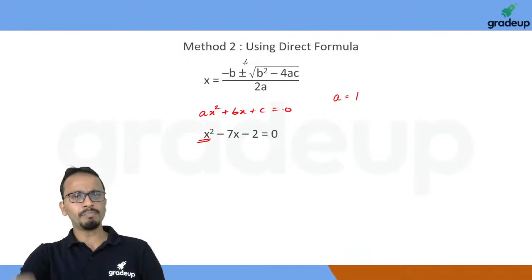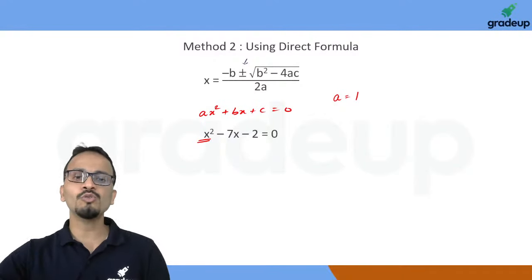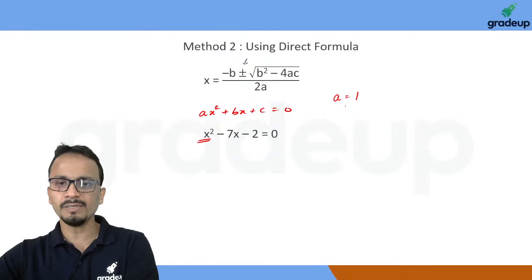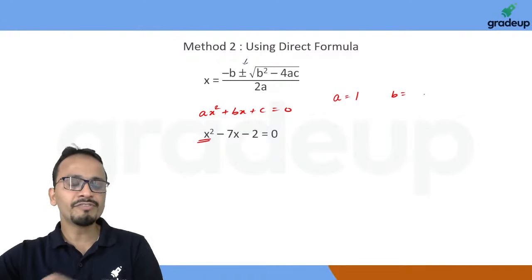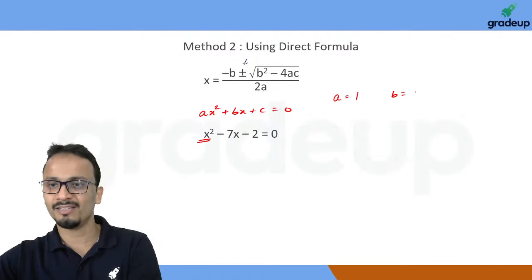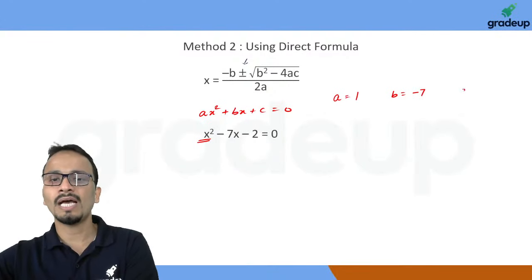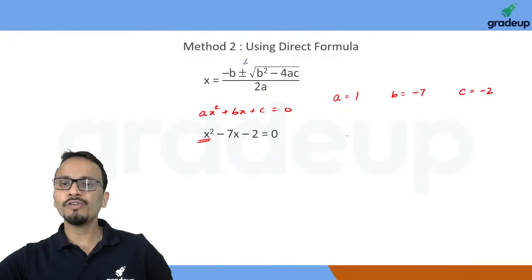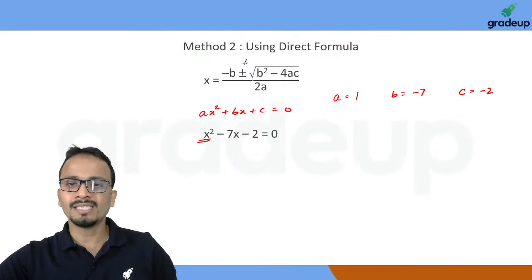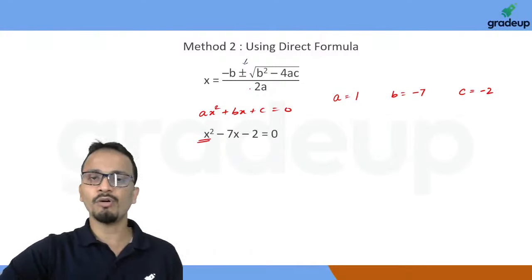Okay, so if I compare these two equations, then the values of a, b and c will be: a is equal to 1. The value of b, again my dear friends, taking care of the sign, is minus 7, and the value of c is minus 2. Okay, now carefully pick these values of a, b and c and substitute in the formula.